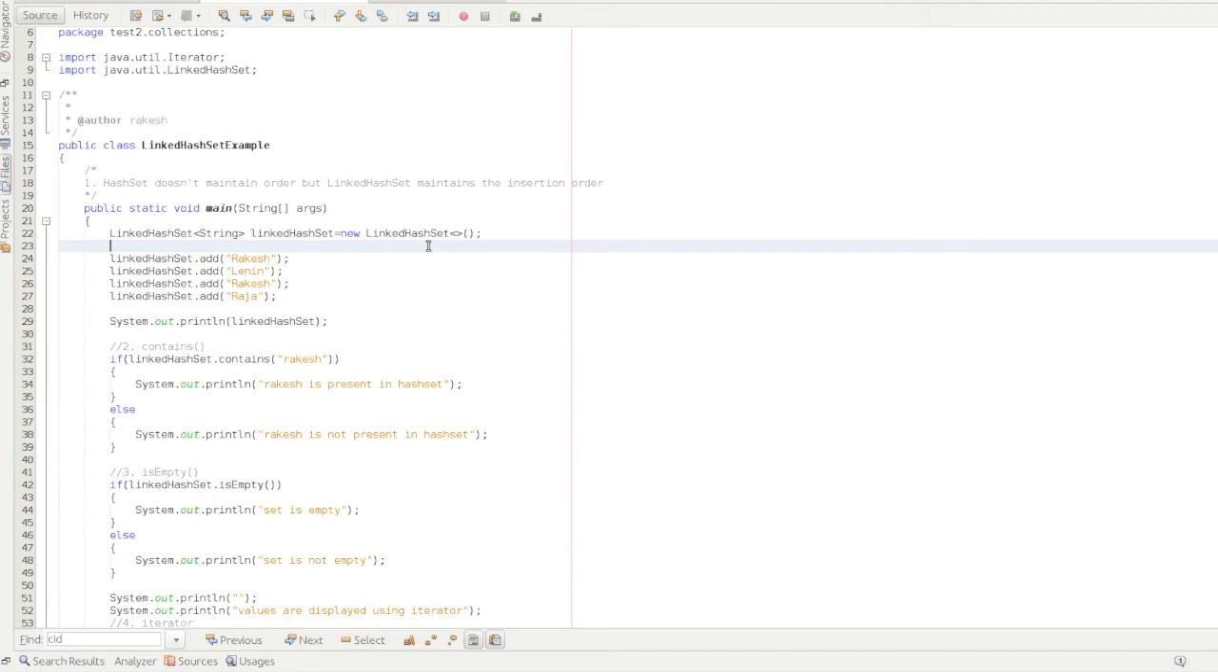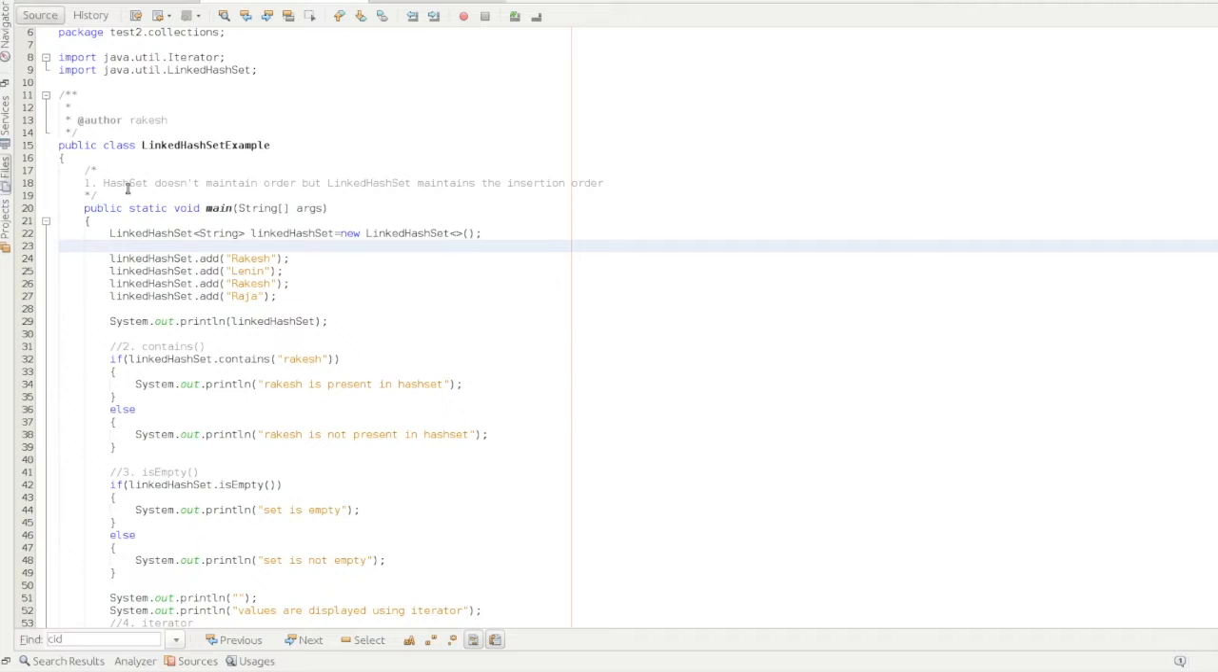Linked HashSet. So before going to this, please go and watch the HashSet video if you haven't watched it. That was uploaded in the previous video. Please go and watch it. Otherwise, you won't get the complete information about the linked HashSet. So you would see the difference between HashSet and linked HashSet.